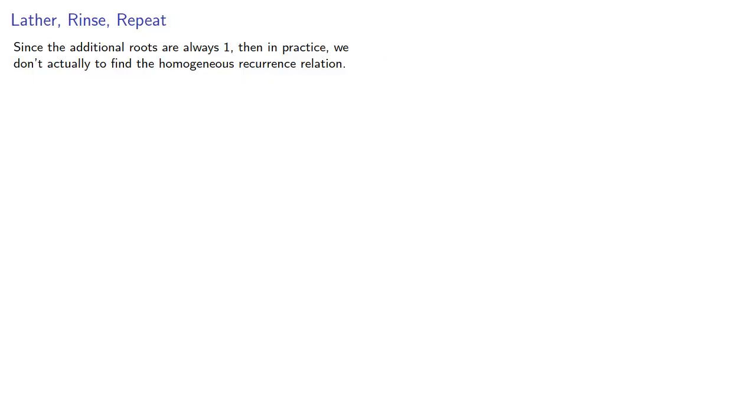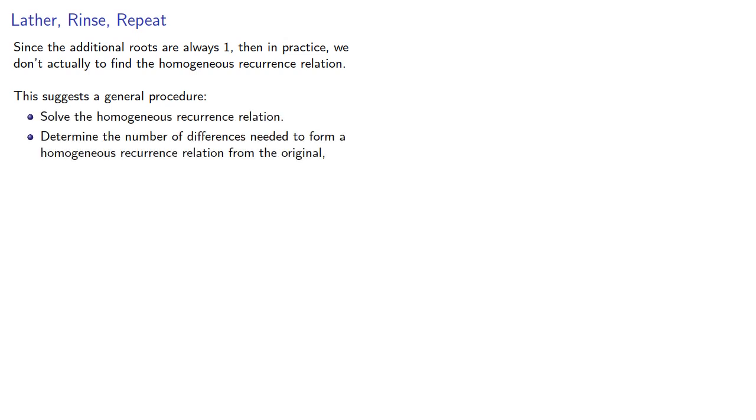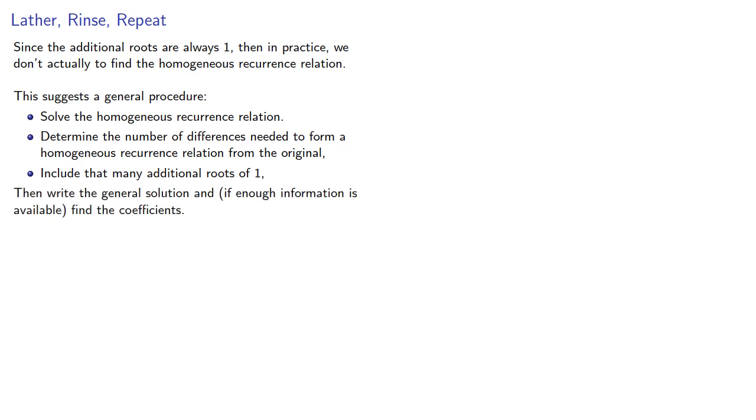since the additional roots are always 1, then in practice we don't actually need to find the homogeneous recurrence relation. This suggests a general procedure. Solve the homogeneous recurrence relation, determine the number of differences needed to form a homogeneous recurrence relation from the original, include that many additional roots of 1, then write the general solution, and if enough information is available, find the coefficients.